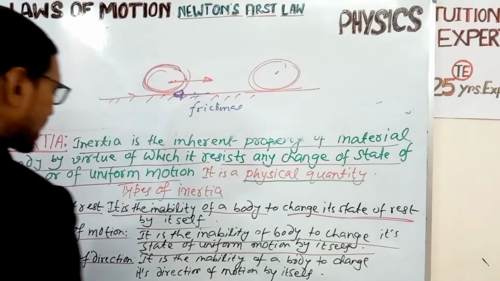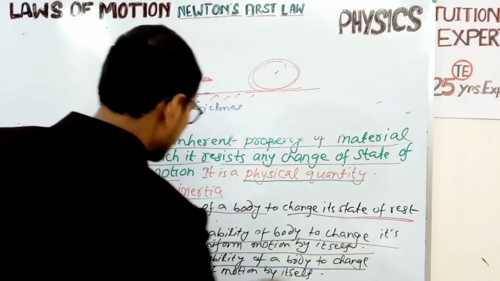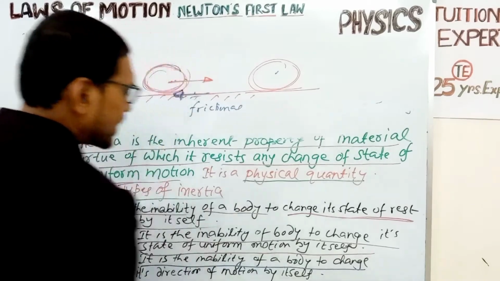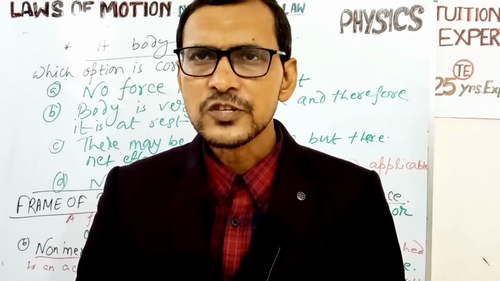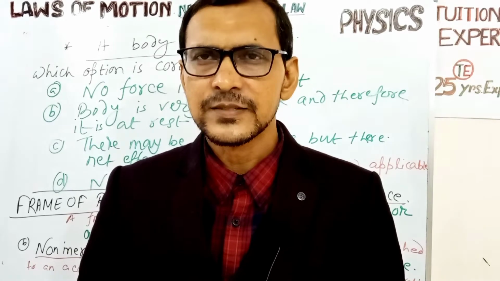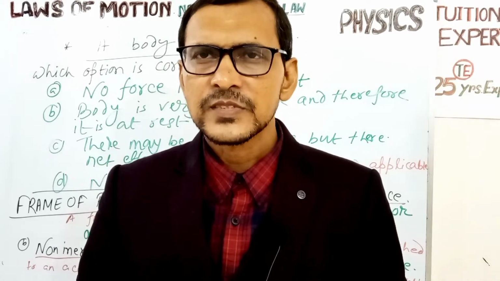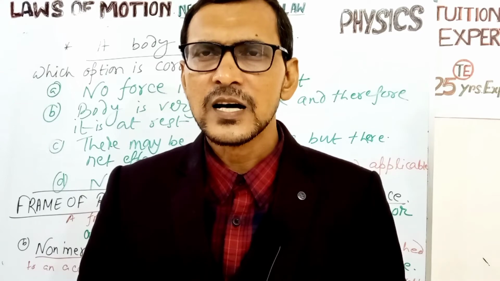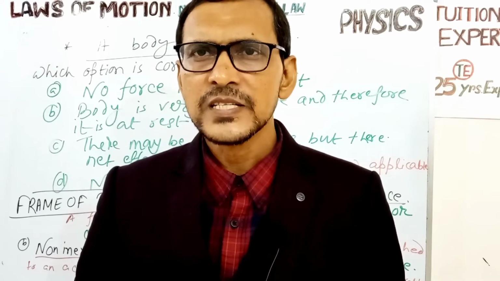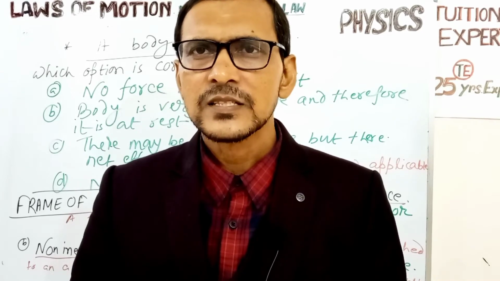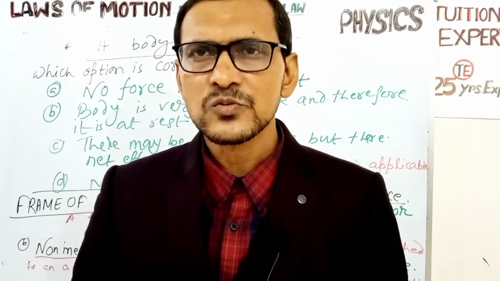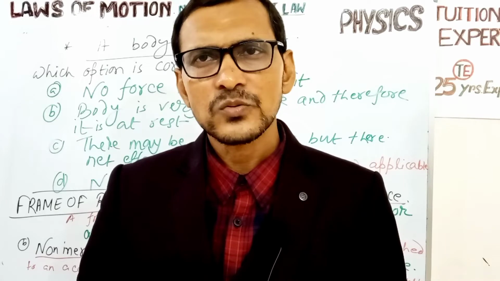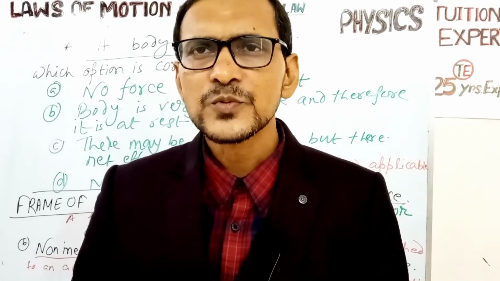Next is inertia of direction. It is the inability of a body to change its direction of motion by itself. When a bus moving with uniform velocity suddenly stops, the passenger inside the bus moves forward. This is because of inertia of motion: when the bus stops, the feet in contact with the bus suddenly stop, but the upper part of the body tends to remain in motion. So the man moves forward.